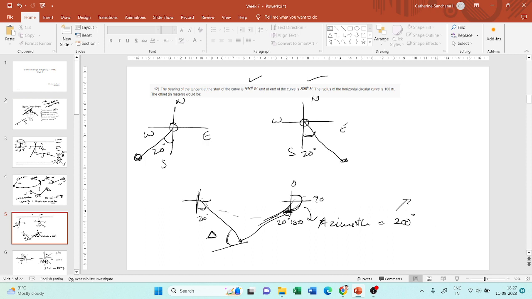So this is my start tangent. Now my end tangent, you know that this is 0 and this is 90 and this is 180, right? Now this line is 20 degrees less than 180 degrees. So this will be 160. So the difference between these two will give me 40 degrees. Sorry, I'm really sorry.